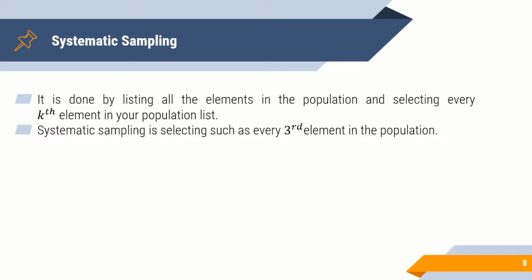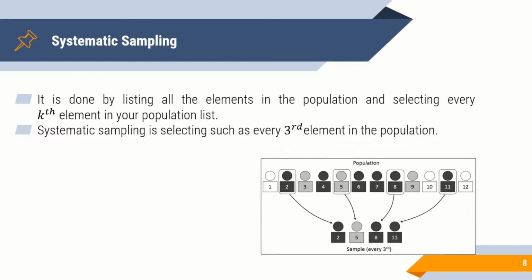So it is done by listing all the elements in the population and selecting every kth element in your population list. So systematic sampling is selecting such as every third element in the population. So for the given figure, this is our population and it consists of 12 members. So nag-start tayo sa second representative. So sabi niya every third element.